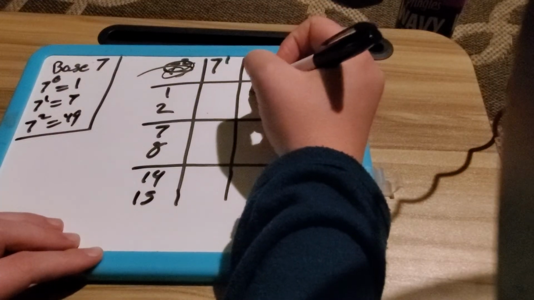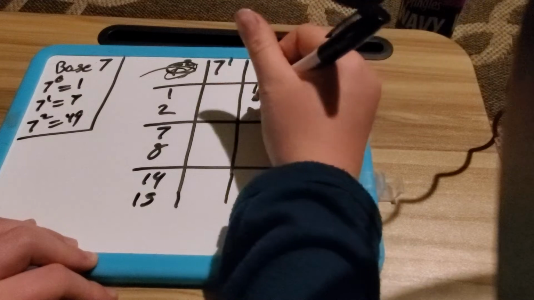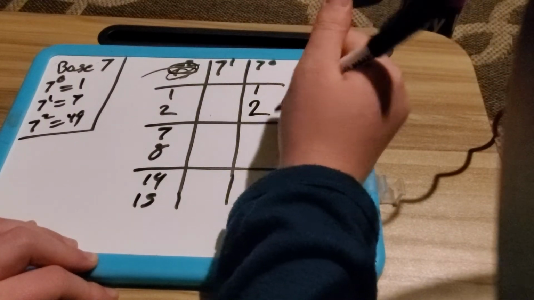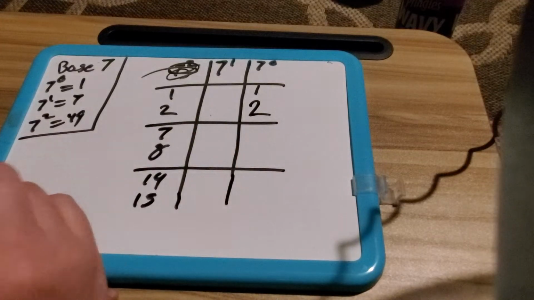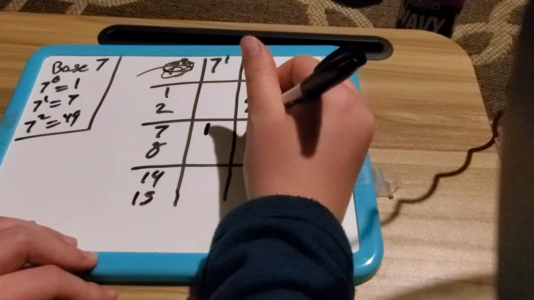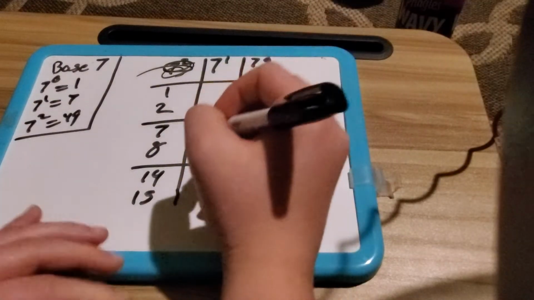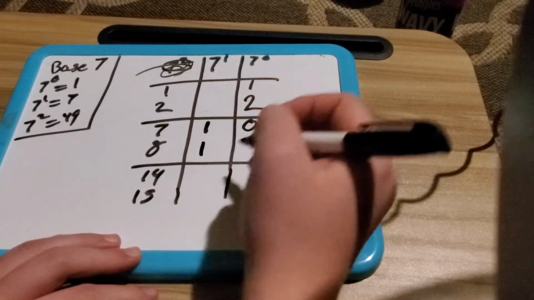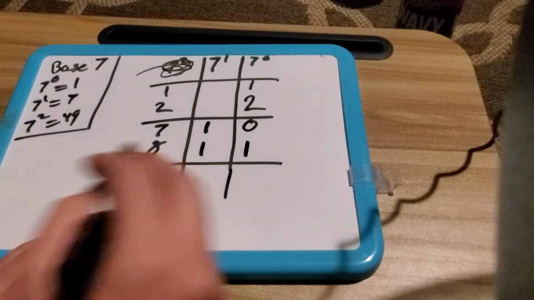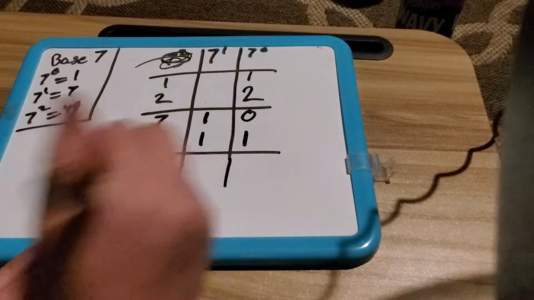Right here, I'm just going to put 1 because we said over here 7 to the 0 power is 1. We can go ahead and just put 2 here because 1 plus 1 would equal 2. Next, we have 7 and 8. Because 7 to the 1 power equals 7, we can put a 1 here. Add a 0 because we need a placeholder. Carry down your 1 and add a 1 right here because 7 plus 1 equals 8. Therefore, you get 11. And down here on the bottom, we got 14 and 15.